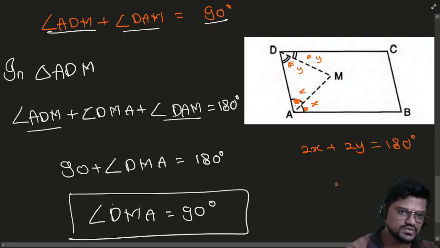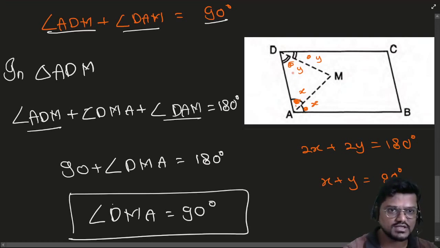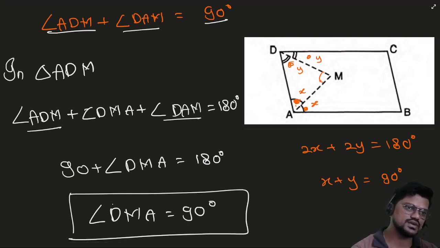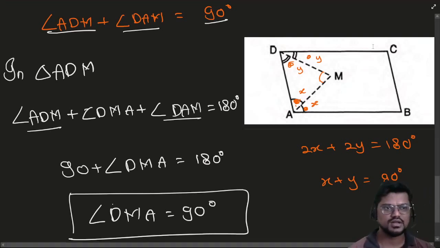Yeah. So x plus y will be how much? 90 degree. This is what x plus y. So this angle has to be 90 degree. Got it? Even more easy now if I write them in terms of x. Yeah. Understood everyone? Now let's move to the next.